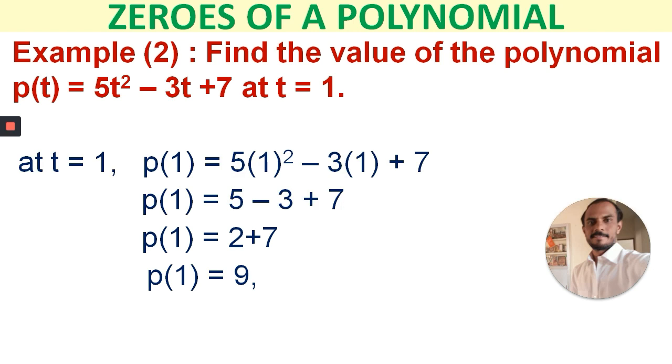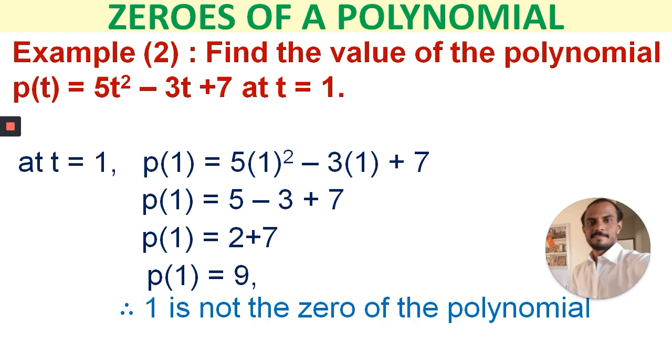P of 1 is equal to 9 came. Then P of 1 is equal to 9 means not equal to 0, therefore we should say the statement: 1 is not the 0 of the polynomial. Clear it is. 1 is not the 0 of the polynomial because that is the reason, here P of 1 is not equal to 0. Here P of 1 is equal to 9 came, no. For that reason 1 is not the 0 of the polynomial.